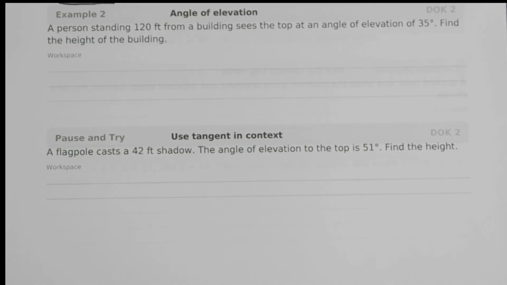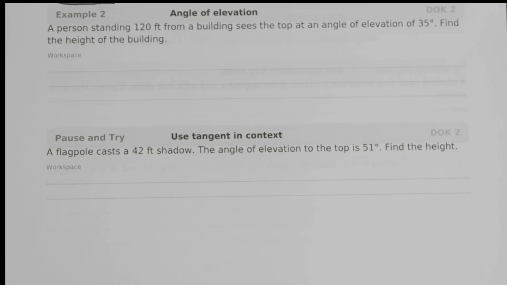A person standing 120 feet from a building sees the top at an angle of elevation of 35 degrees. Find the height of the building. The angle of elevation is measured from the horizontal line upward, and the distance from the person to the building is 120 feet, right?